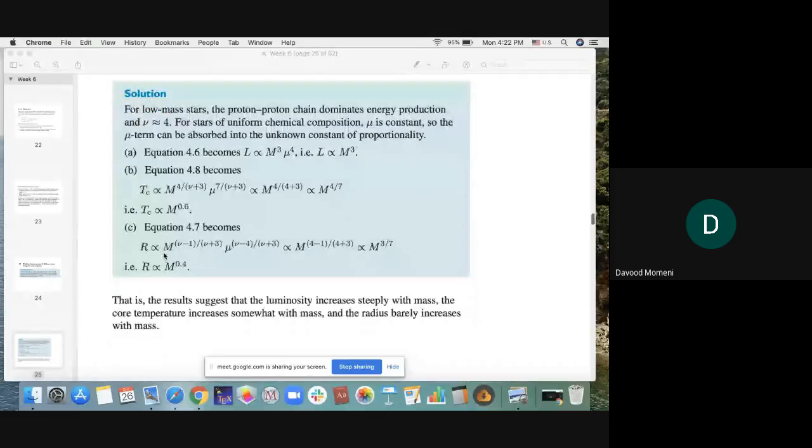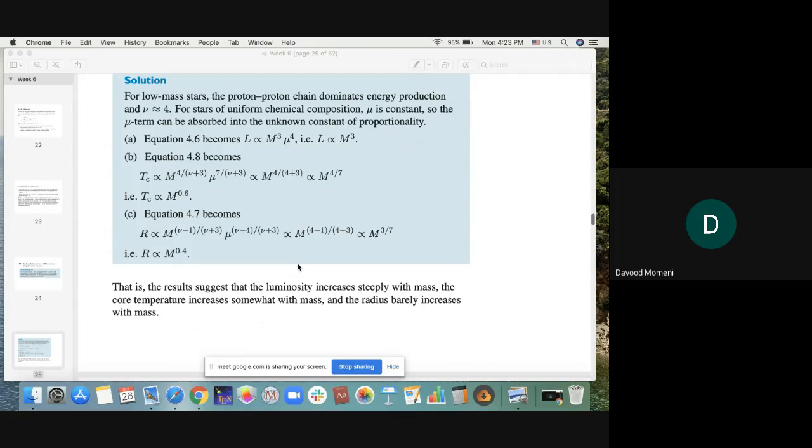And then for the radius, you can see that the radius of the star is proportional to m power nu minus 4 over nu plus 3, and mu power nu minus 4 over nu plus 3. If you set nu equal to 4, you see that the power of mu will vanish, so it will be mu power 0, which means 1. And here you will get m power 4 minus 1 over 4 plus 3, so m power 3 over 7, or m power 0.4.